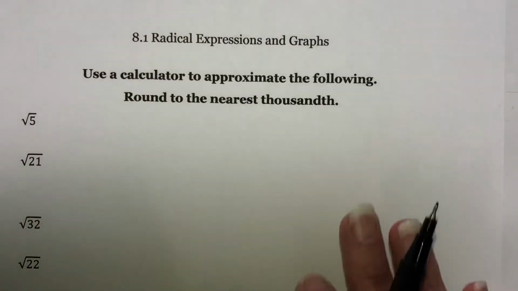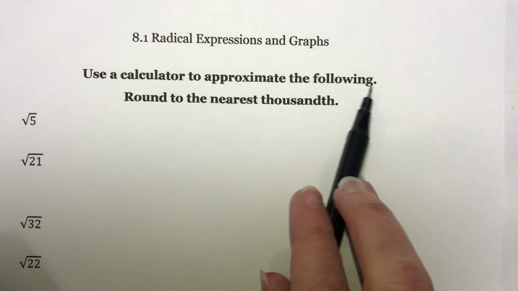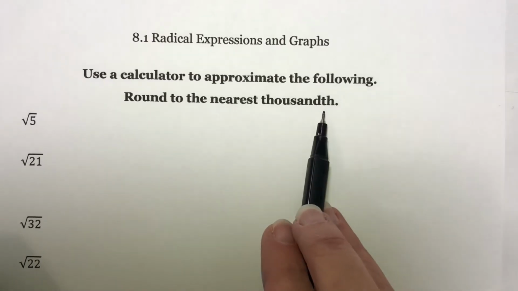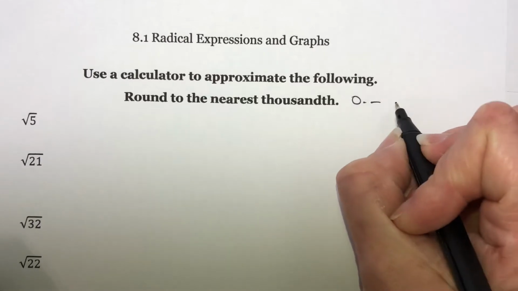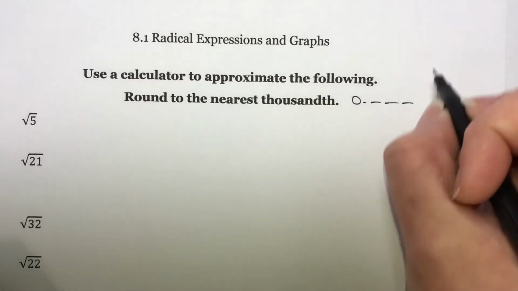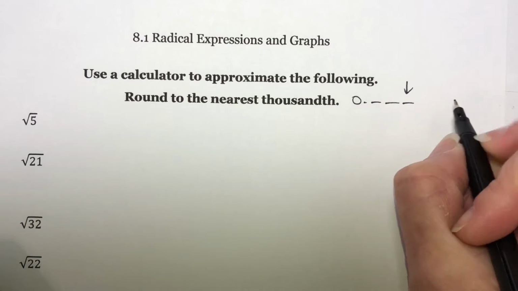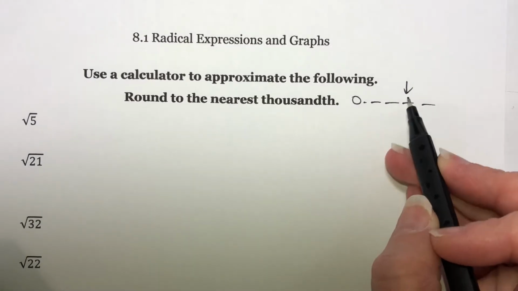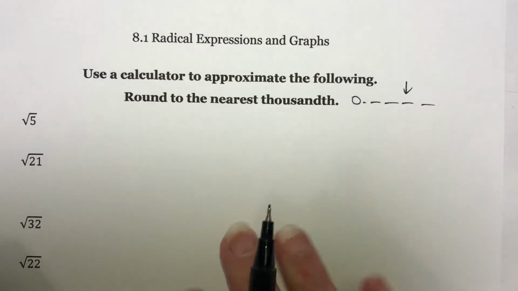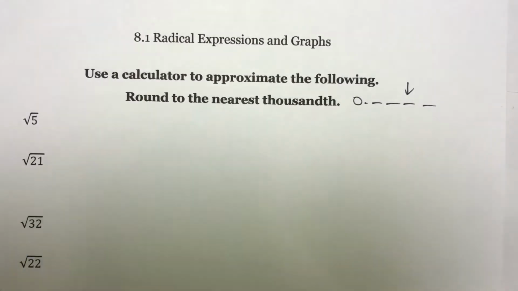Okay, so what we're going to do is use a calculator to approximate the following. We want to round to the nearest thousandth. Now remember, thousandths, this is your tenth spot, hundredths, thousandths. So we're going to be rounding to 3 decimal places, which means we also need to look at the fourth, because the fourth will decide whether this number goes up or stays the same. Okay? Now, square root of 5.